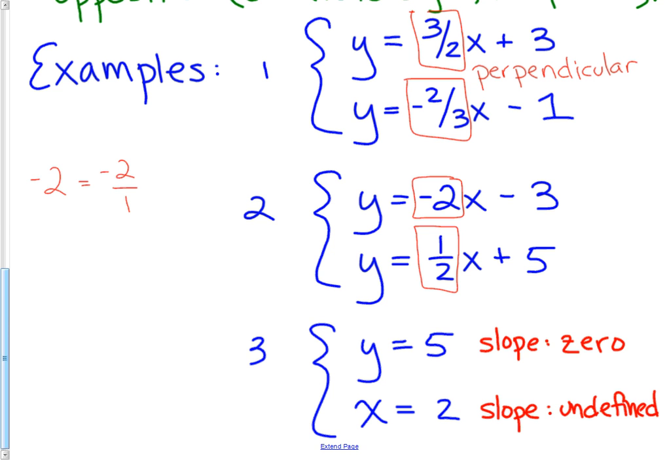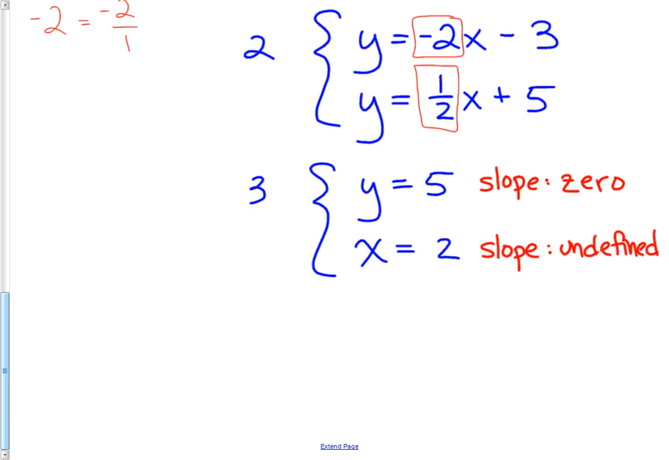And then finally, we have a unique situation here. Y equals 5 and x equals 2. We've got a horizontal line with a slope of 0 and a vertical line with a slope that's undefined. This one you've got to remember that a slope of 0 and a slope of undefined are perpendicular.